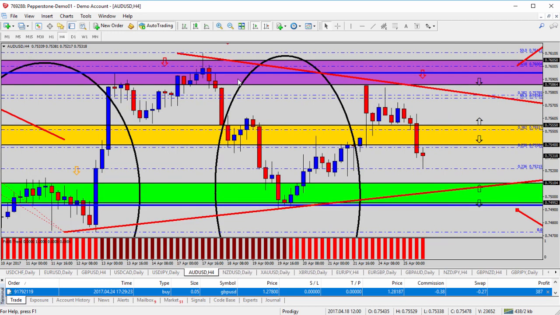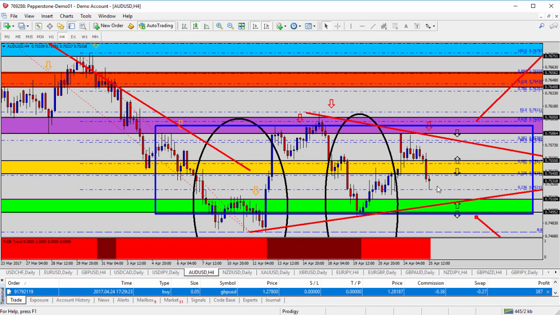Let's take it down to the 4-hour time frame. So as we get down here to the 4-hour time frame, none of that changes, purple, yellow, green, but we can see coming off of the purple zone, sitting on top of the yellow zone as support, and now today we're finally back underneath there.